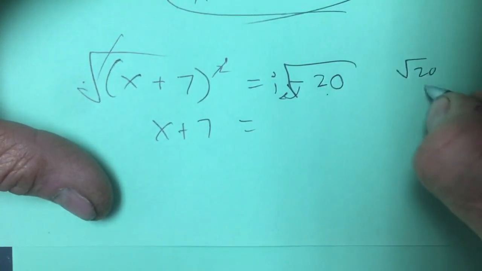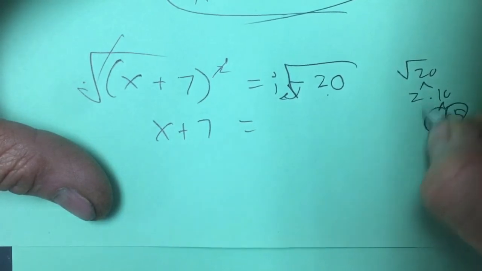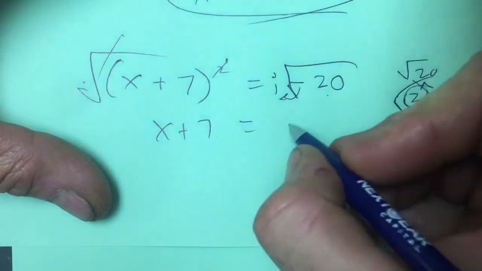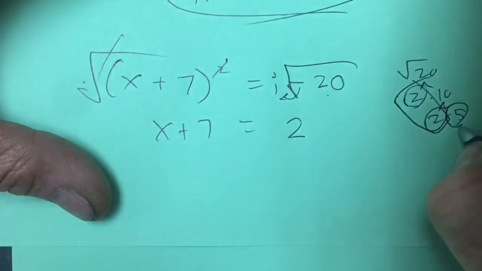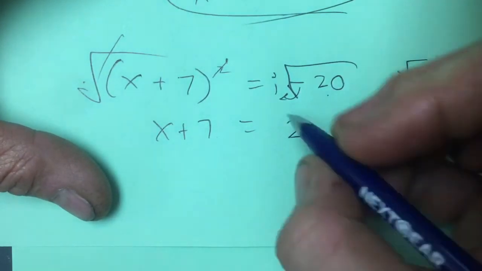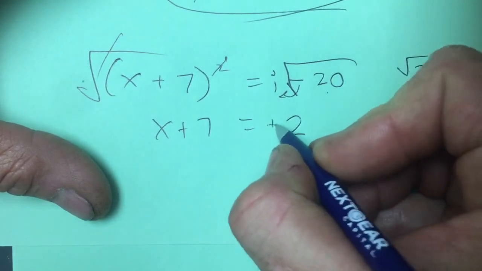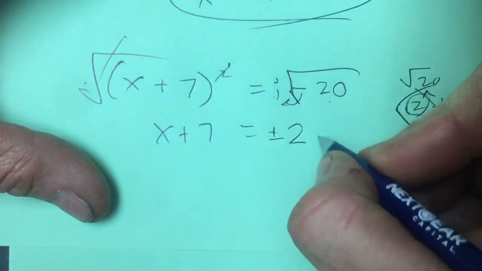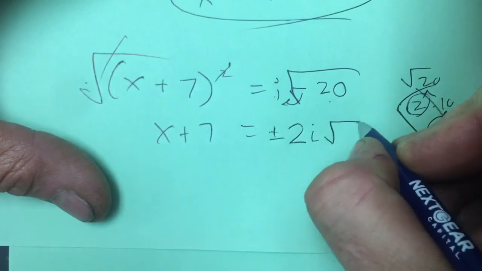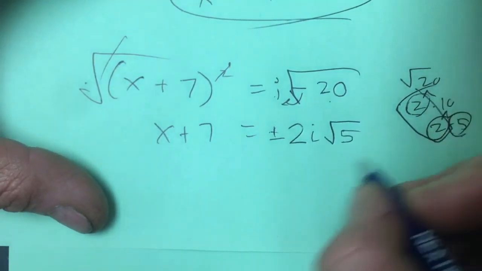But when I break down 20, it's not a perfect square. So I break it down like before. I've got a pair of 2's, which sends a 2 out, and this 5 is stuck. All right, so this is going to be plus or minus. I've got this i here, so the i goes between the 2 and the radical 5.